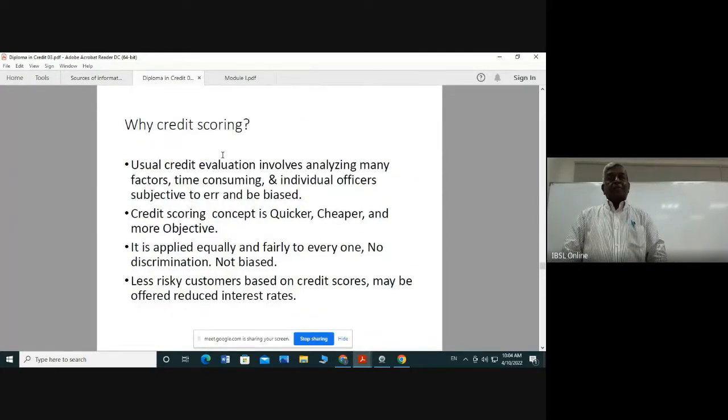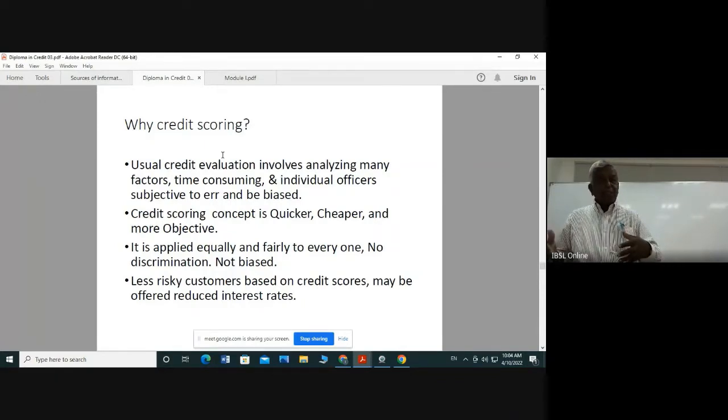Why credit scoring? Usual credit evaluation involves analyzing many factors, is time consuming, and individual officers are subject to error and to being biased. So now we have seen consumer credit evaluation and small companies, commercial enterprises credit evaluation. So many things you have to evaluate. It may take some time. So it is time consuming, and individual officers are subject to error, sometimes they may make mistakes.